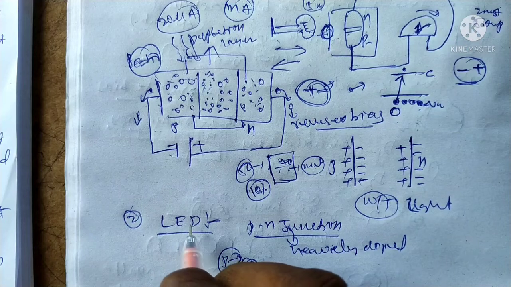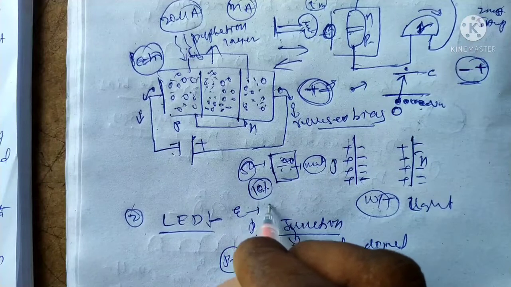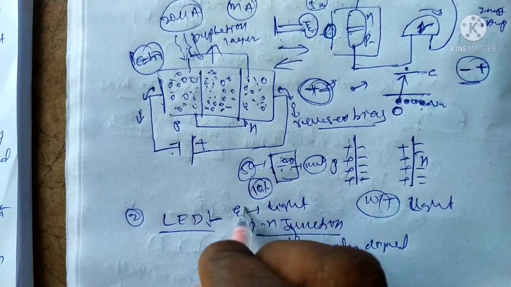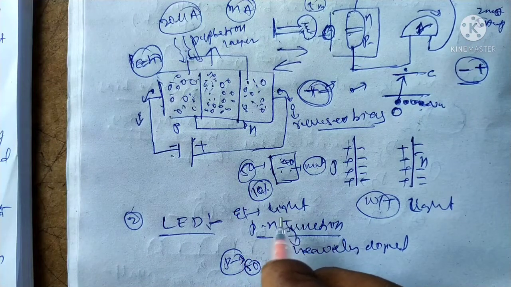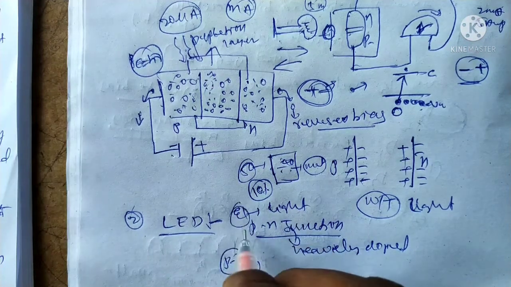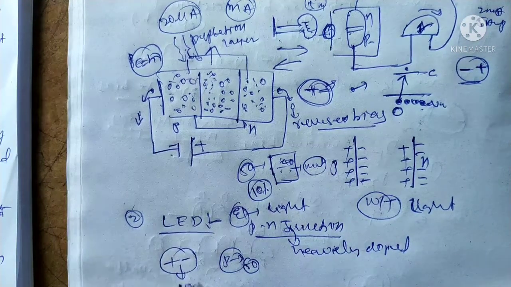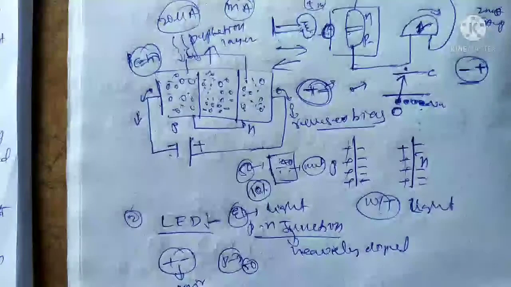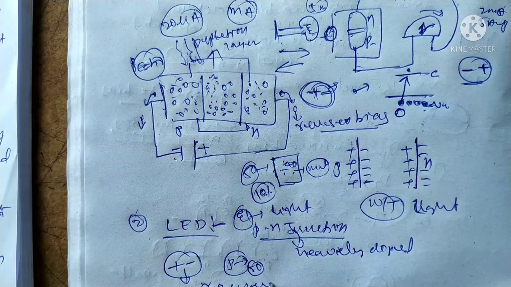A light emitting diode converts electrical energy into light energy. Red light, blue light, or yellow light can be produced from the applied electrical energy. The electrical energy is created by electron-hole pair generation.